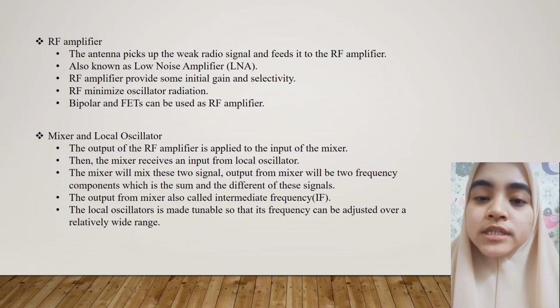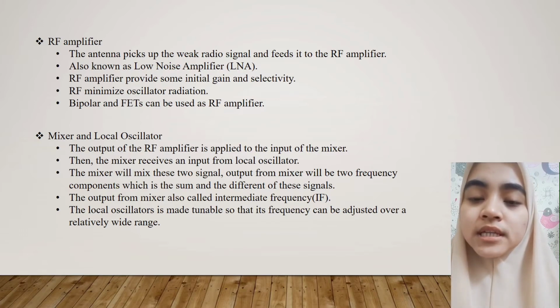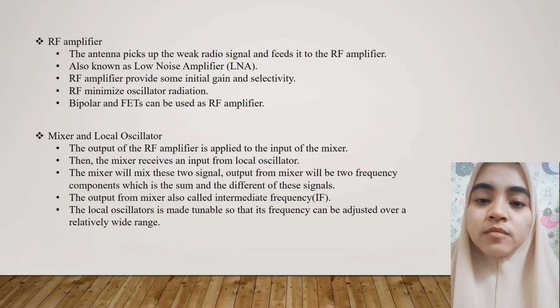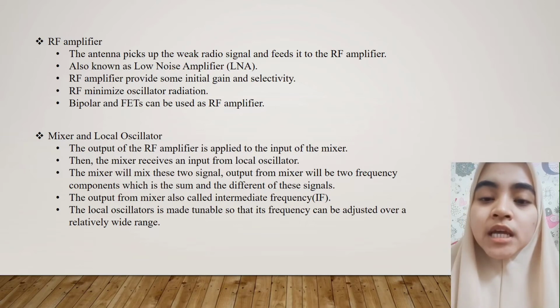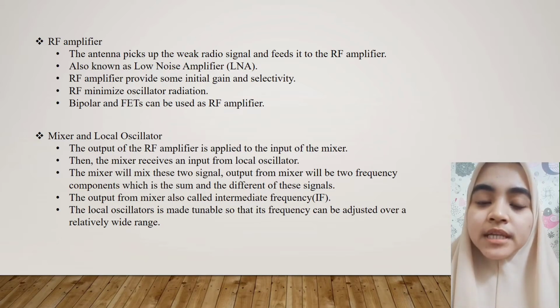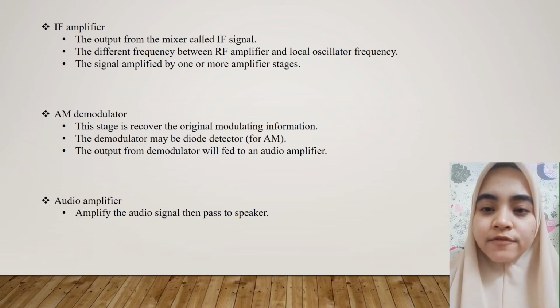Next, mixer and local oscillator. The output of the RF amplifier is applied to the input of the mixer. Then, the mixer receives an input from the local oscillator. The mixer will mix these two signals. Output from mixer will be two frequency components, which is the sum and the difference of this signal. The output from mixer is also called as intermediate frequency. The local oscillator is made tunable so that its frequency can be adjusted over a relatively wide range.